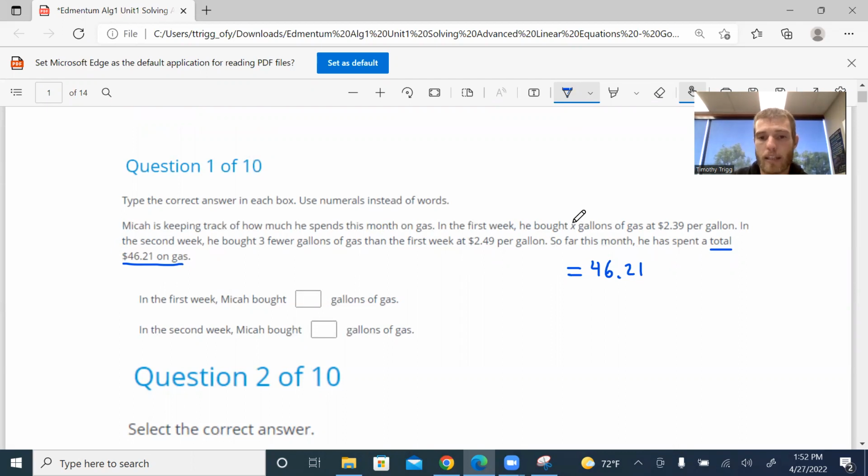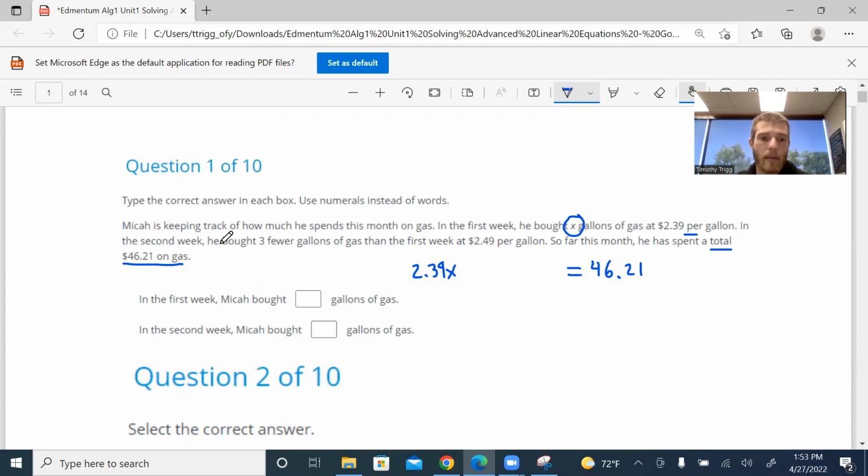Now, then I start looking at the other stuff. So he bought X gallons of gas at $2.39 per gallon. So that's $2.39 times X gallons. So it's $2.39 for each gallon. That's what per means. It means for each. So when you see $2.39 per gallon, it's $2.39 for each gallon. And we don't know how many gallons that is yet. It just says there are X gallons. So it's $2.39 times the number of gallons, which all we know as is X for now.